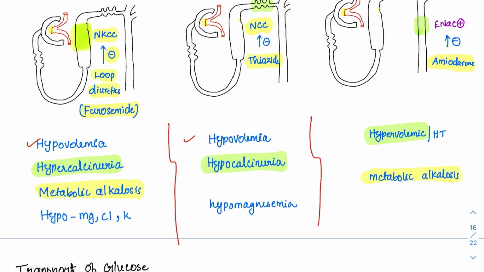Then there is hypomagnesemia, hypochloremia, and hypokalemia in case of Bartter, whereas hypomagnesemia happens in Gitelman also. The differentiating features are hypervolemia and hypocalciuria. So these are the points to remember for all these three syndromes.